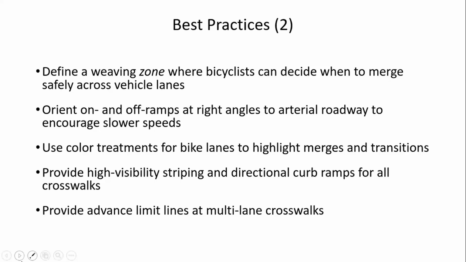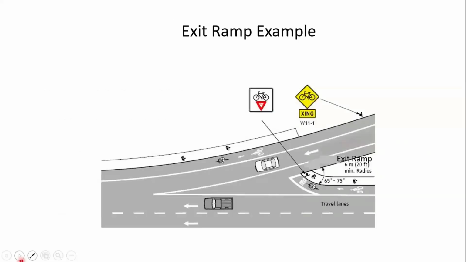And we'll talk about color treatments on Thursday in our last session, but this would be a place where those color treatments would probably be appropriate. And then make sure you have high visibility striping and directional curb ramps for all crosswalks, and provide advanced limit lines at multi-lane crosswalks. These would all be best practices for locations where interchange ramps intersect local roads and streets.